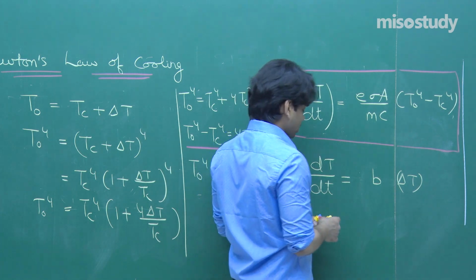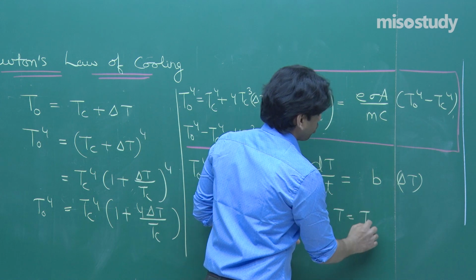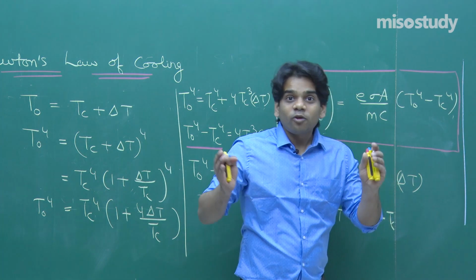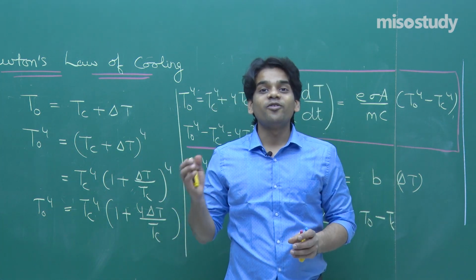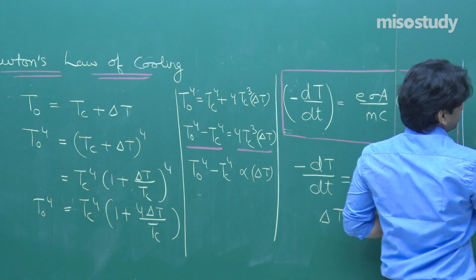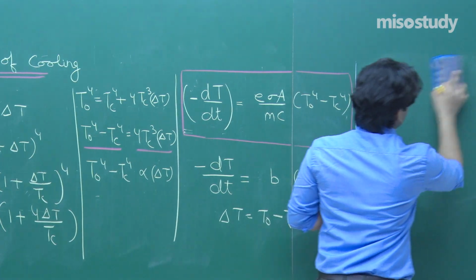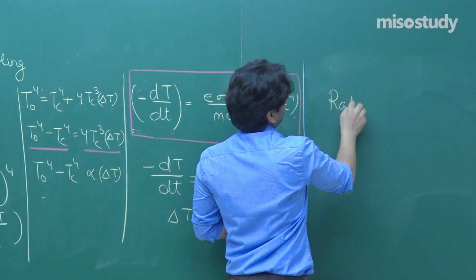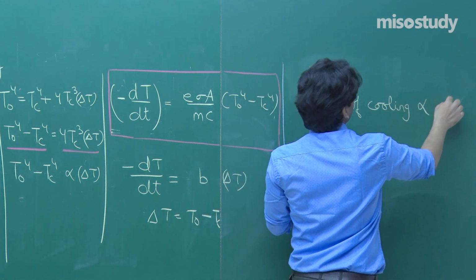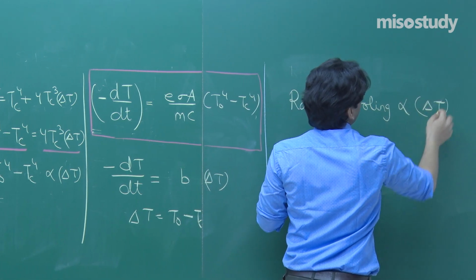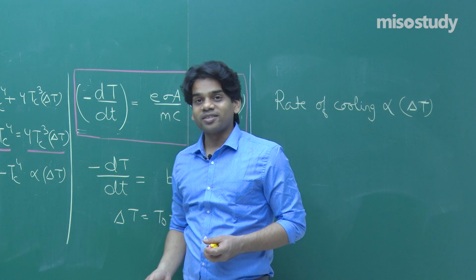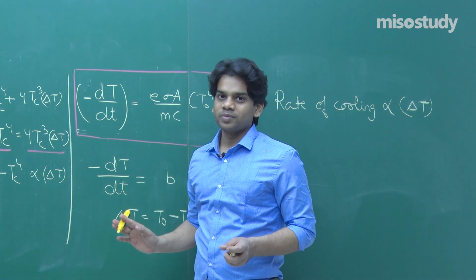This delta T is the difference in temperature of the body and the surrounding, a small difference in temperature. So we can write that the rate of cooling of a body is directly proportional to the difference in temperature of the body and the surrounding. If I write that down, the rate of cooling is directly proportional to the difference in temperature of the body with the surrounding. This is what Newton's law of cooling says. Now see, I have used the minus sign, which depicts that the body is losing temperature, it's cooling down.